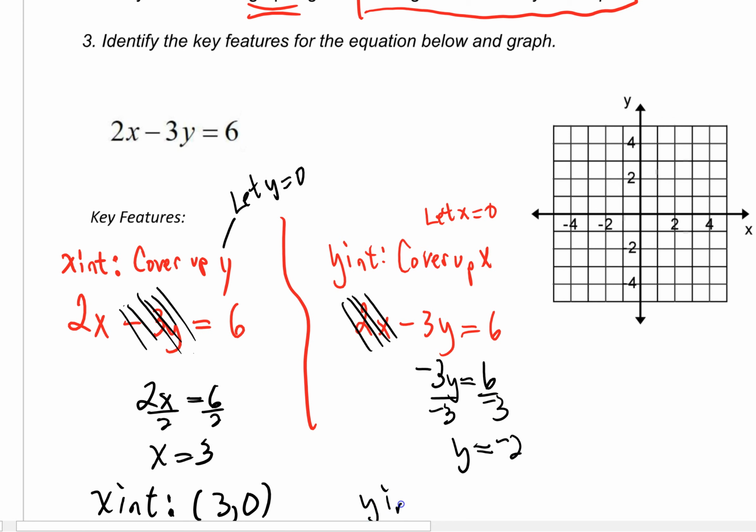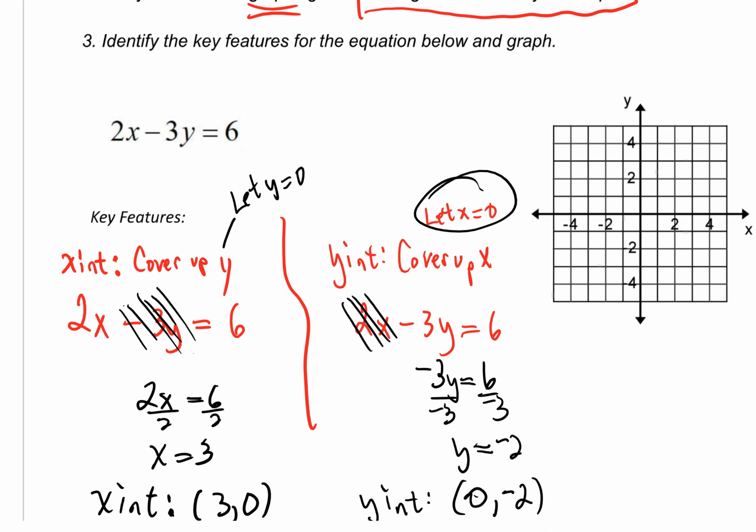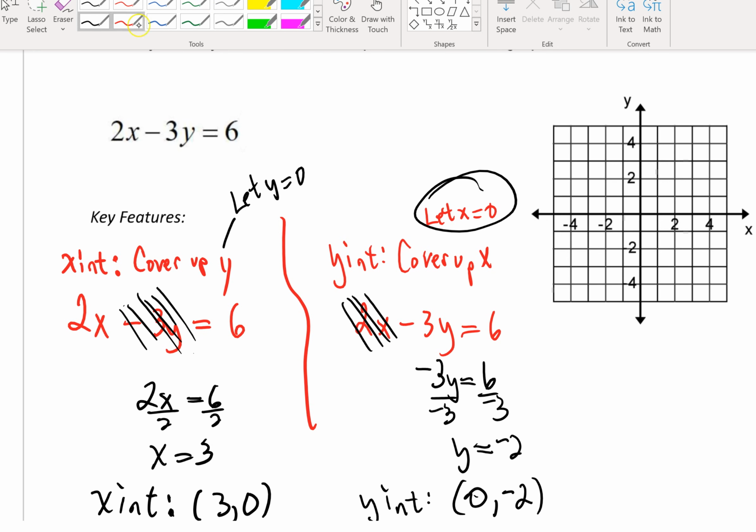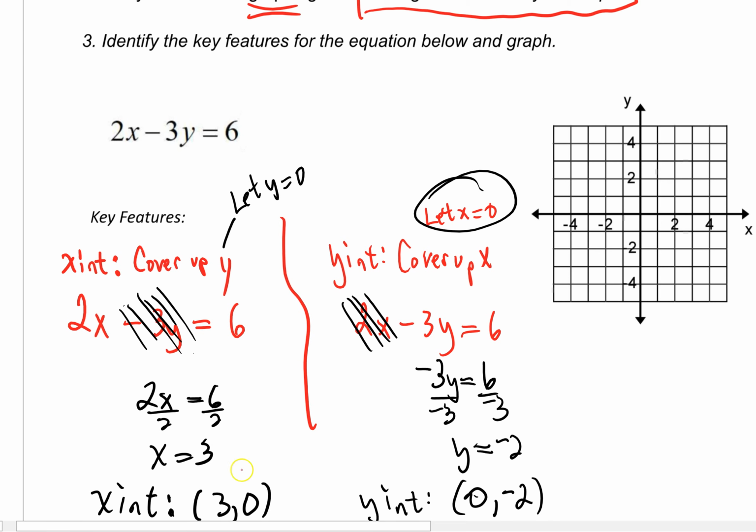So you can see your y-intercept is going to be, well, again, our x is 0. Your y value right here is -2. So how do we finish this up? Well, nicely, all you got to do is plot these points. (3, 0) is right over here. Go 3 to the right, don't go up or down any. (0, -2) means don't go left or right, but go down 2. And guys, nice and simply, you just connect these.